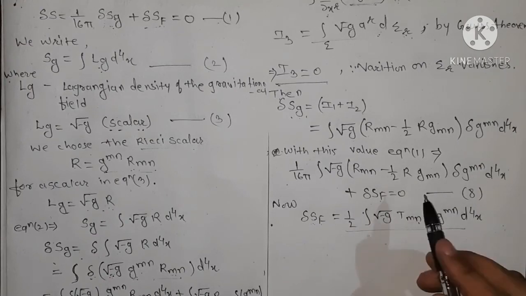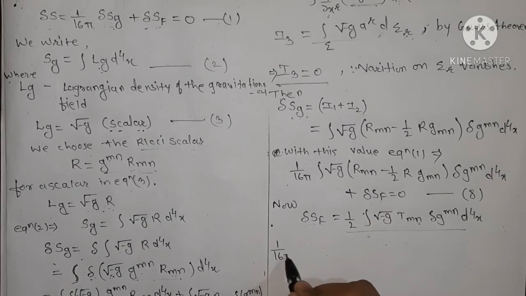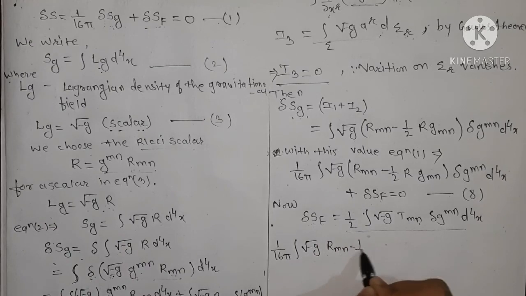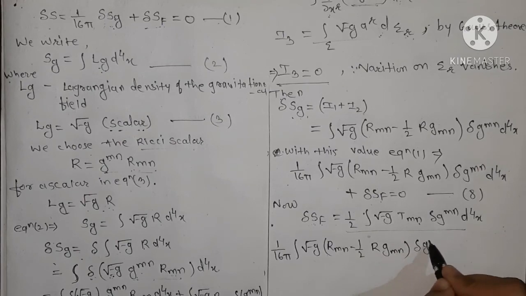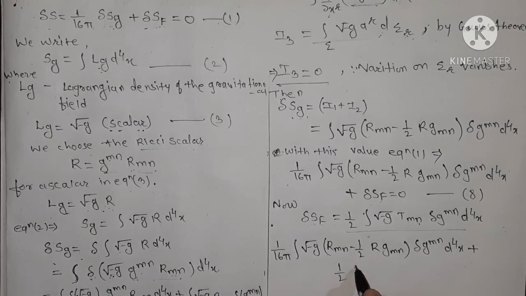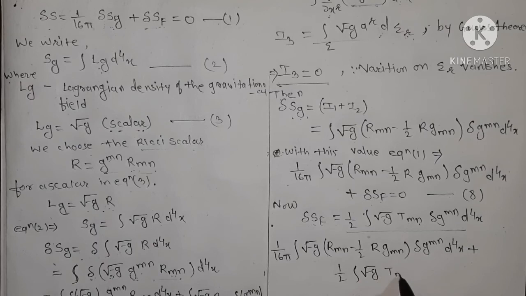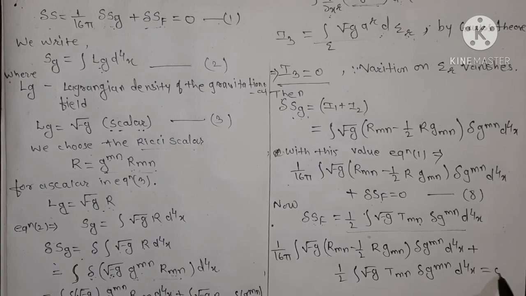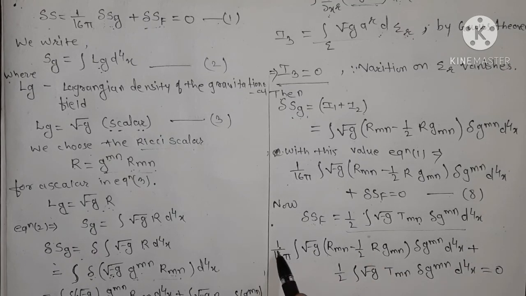in this equation. So this is equal to 1 upon 16 pi integral of under root of minus g, R mn minus 1 upon 2 R g mn, delta of g upper suffix mn d4x, plus 1 upon 2 integral of under root of minus g T mn delta of g mn d4x, which is equal to 0. Now we can take the common 1 upon 16 pi from these two integrals, under root of minus g as a common and delta g mn as a common.